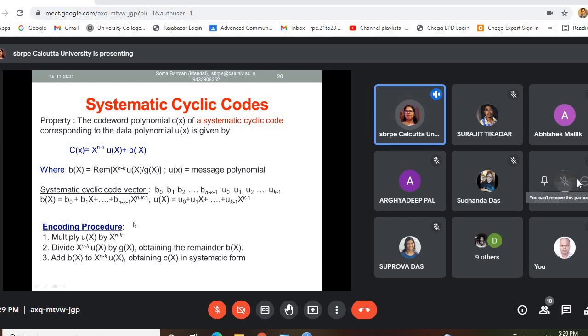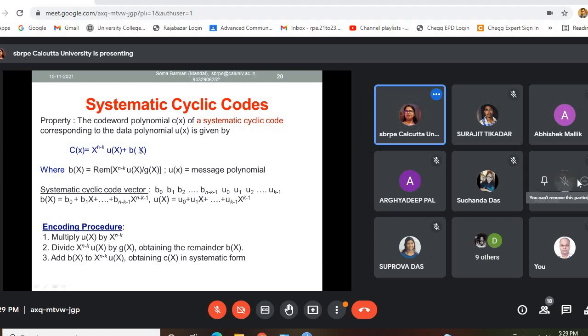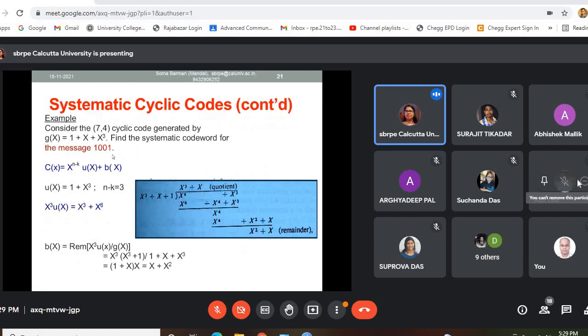So how do you encode? If we write the encoding algorithm: multiply ux by x to the power n minus k, then divide x to the power n minus k times ux by the generator polynomial and obtain bx. Then bx is added to the first term, that is x to the power n minus k into ux, and you obtain the systematic form of the cyclic code.